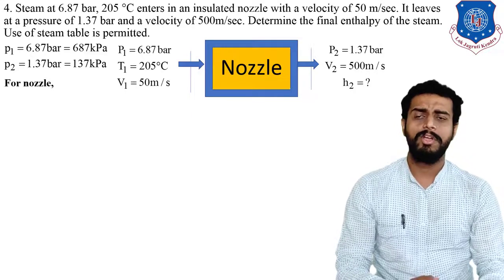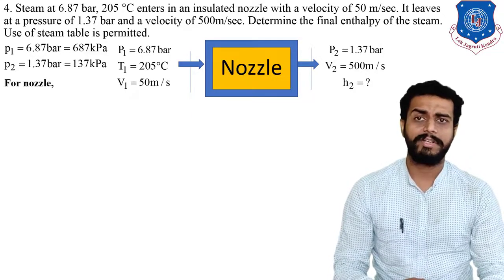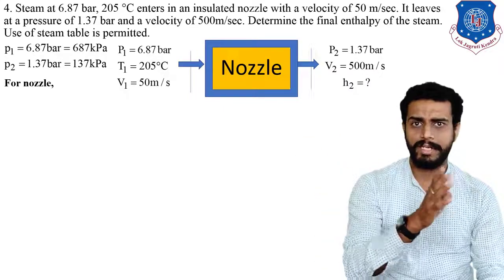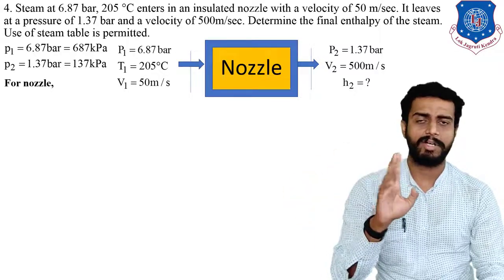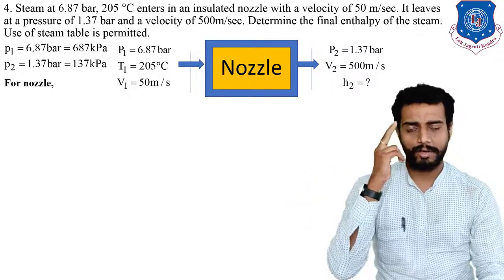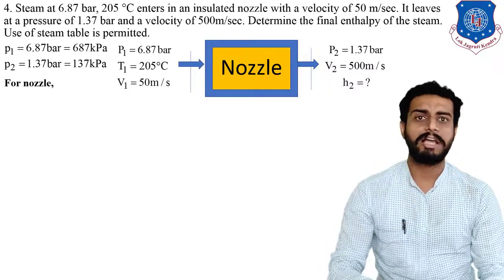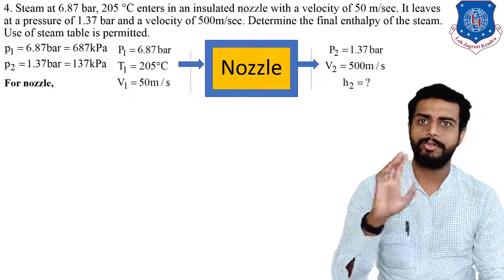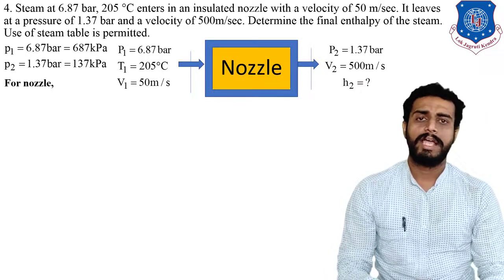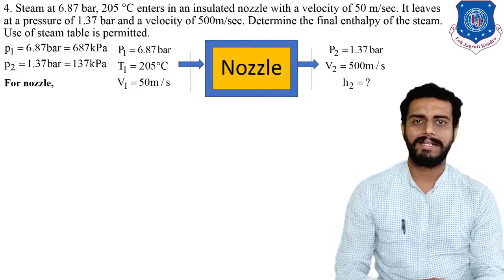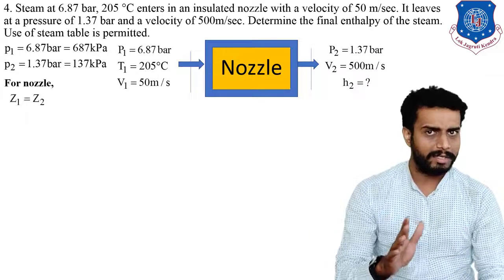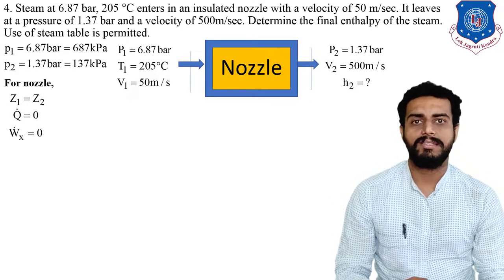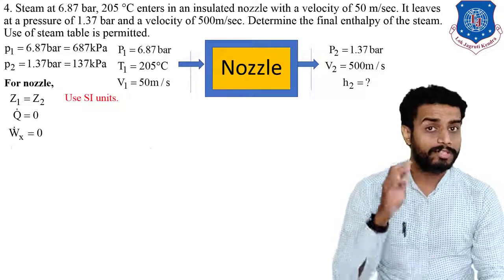Now for the nozzle, what are the terms that we can neglect? I have already told you that the standard way is simple: write the SFEE and remove the unnecessary data. If you think logically, the nozzle will not produce any shaft work, so W dot X will be 0. Here an insulated nozzle is given, that means Q dot will be 0. Then elevation is not mentioned anywhere in the given data, that means Z1 will be equal to Z2. Simple, right? So Z1 is equal to Z2, Q dot will be 0 and W dot X will be 0. Always use the SI units.